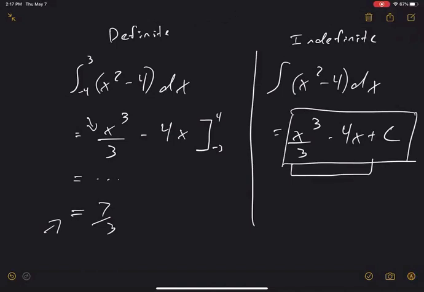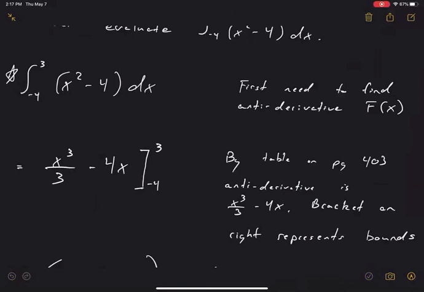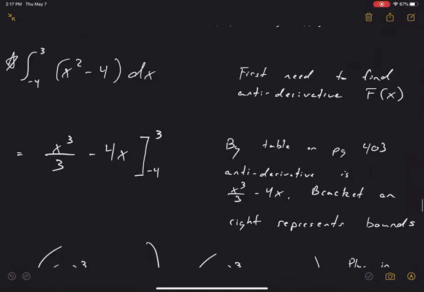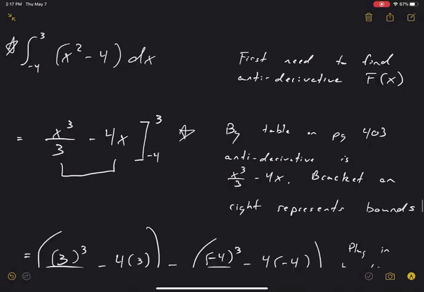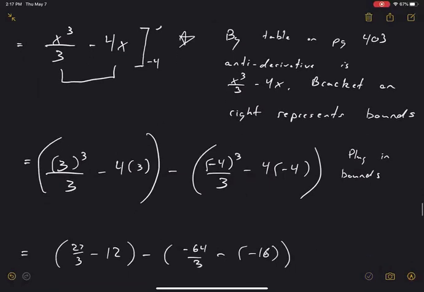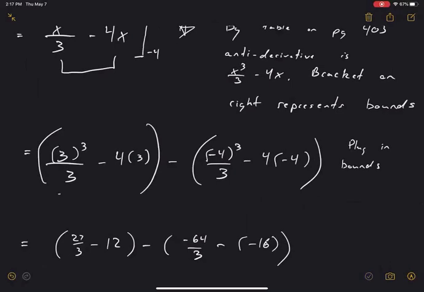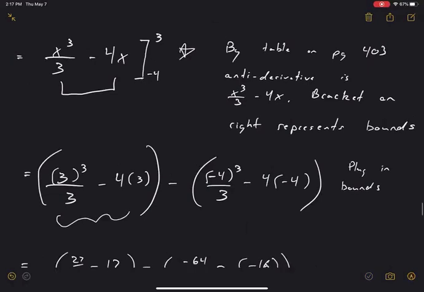Okay. So back to our example, I'm looking for the area beneath the curve from -4 to 3 of x squared minus 4. I find my antiderivative, and I don't need to write the c. Then I have my bounds here on the right side, -4 to 3. The next step is to plug my bounds into my antiderivative, okay? So I plug in +3 here. So instead of having x cubed over 3 minus 4x, I have 3 cubed over 3 minus 4 times 3.